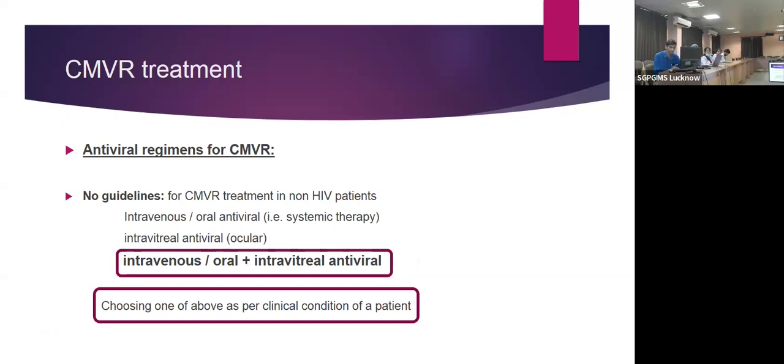Given the patient's condition at the time of diagnosis and treatment, we have to make many choices, but the gold standard is to give both systemic and intravitreal therapy. Sometimes giving systemic is not possible for many reasons. Sometimes intravitreal cannot be given because the patient is in the ICU or CCM and cannot be shifted to the OT. But anyway, this is the standard of treatment.